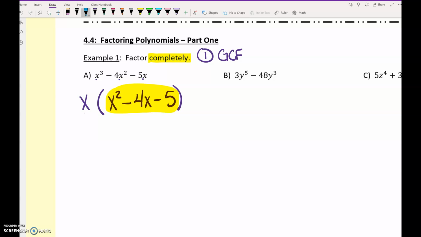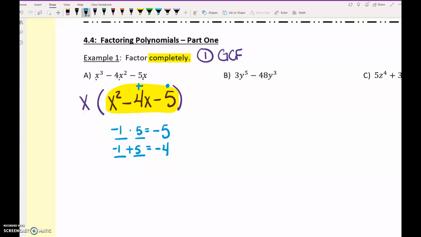Because that's a trinomial with a 1 in front of the x squared, we're looking for two numbers that multiply to give us negative 5. Those same numbers have to add up to negative 4. Remember, you're always multiplying to get the third number and adding to get the middle number. The only way to multiply to get 5 is 1 times 5. Can we make 1 and 5 turn into negative 4?